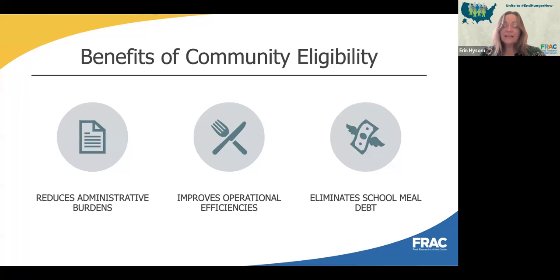We have heard since the end of the pandemic era waivers that had allowed all schools to offer all students free school meals, school meal debt has increased tremendously since then, and many schools are burdened with this debt. Switching to community eligibility eliminates school meal debt and allows the schools to operate without having to worry about chasing down unpaid debt. Next slide, please.